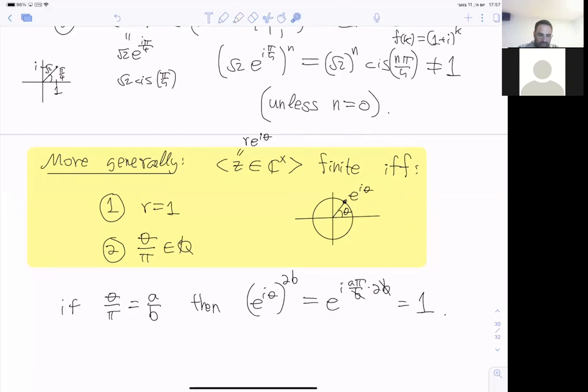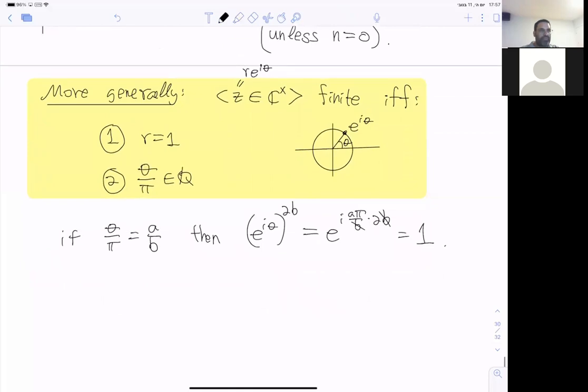It's exactly what we are doing here. If this theta does not satisfy this condition, then we can turn forever and never get back to 1, never. So it must be something like a rational multiple of pi, this theta.